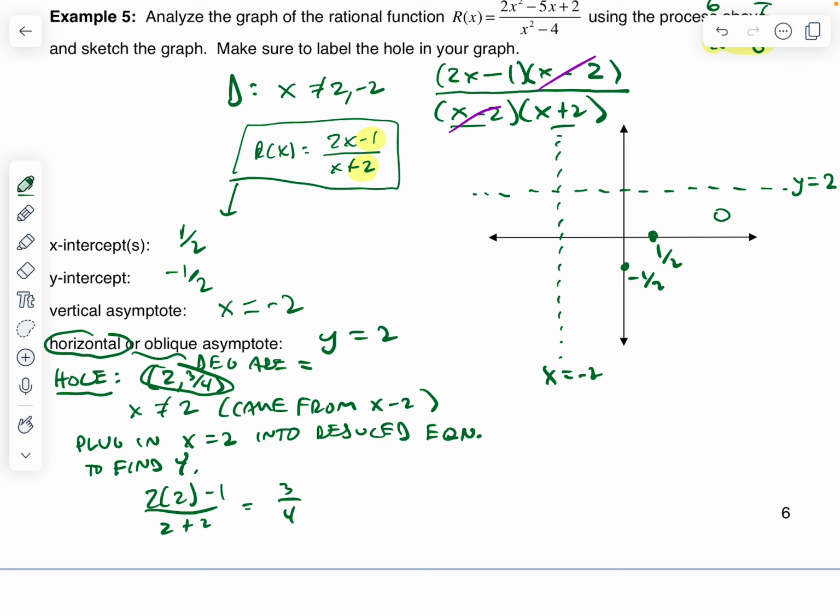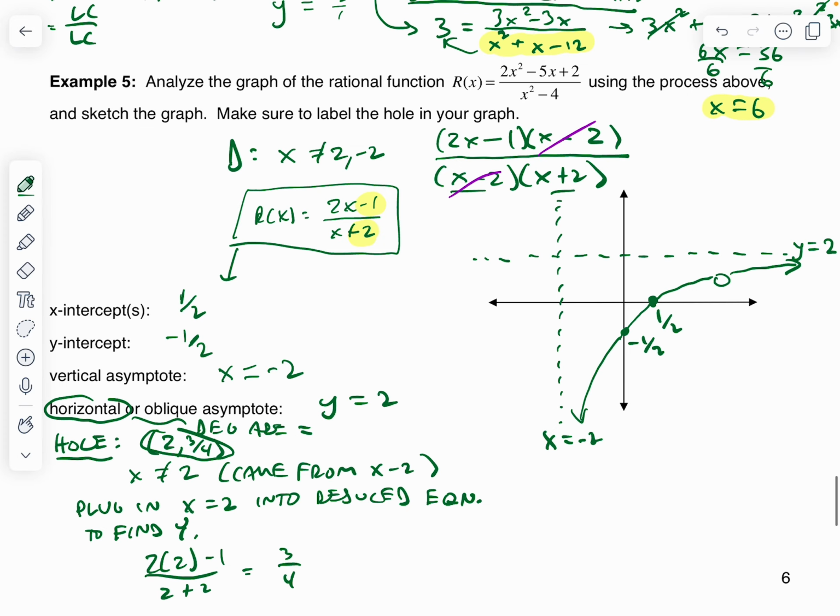On the right-hand side, I think it's pretty obvious that I have to have something that looks kind of like this. And on the left-hand side, since the multiplicity of the denominator is odd, I know it's got to be opposite. So if it's down on one side, it'll be up on the other side and look something like this. Also, there's no x-intercept over on this side, so it cannot go through that. So it's got to be on top.